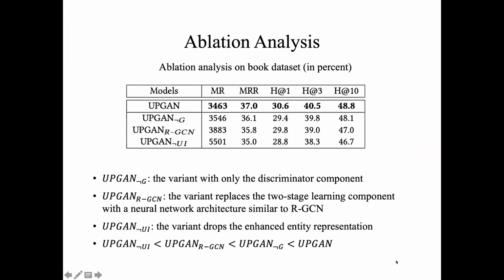To effectively utilize the user-atom interaction data, our approach has made several technical extensions. To examine how each of them affects the final performance, we conduct ablation analysis. There are three variants about our approach. The first one is the approach with only discriminator component. The second one, the variant replaces the two-stage representation learning with a graph neural network architecture similar to RGCM. And the third one, the variant drops the enhanced entity representations.